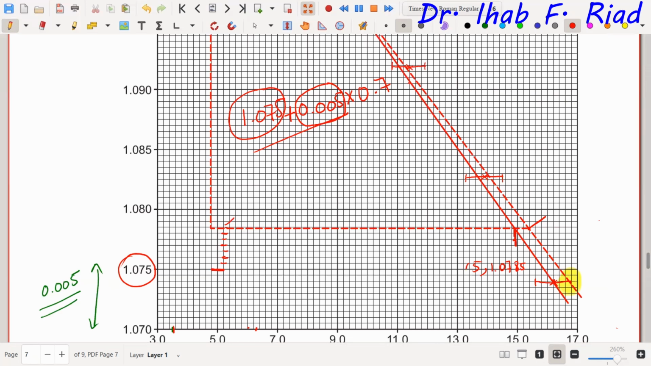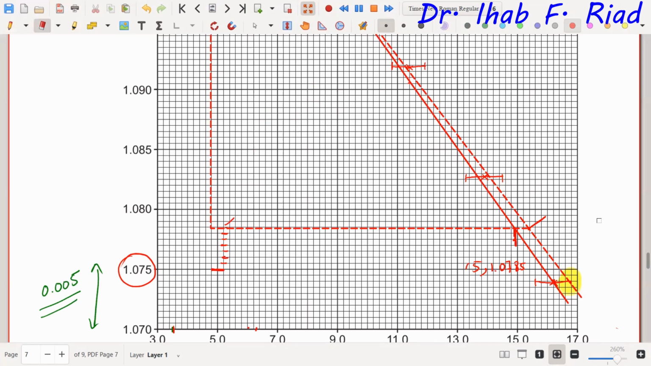From where did I get this 0.005? It is the scale, right? And how many small squares do we have? 7. But I don't write 7, right? Remember, always when we count the small squares, we write them as 0 point something. So it is 0.7 small squares. That is if you don't like to do the counting.